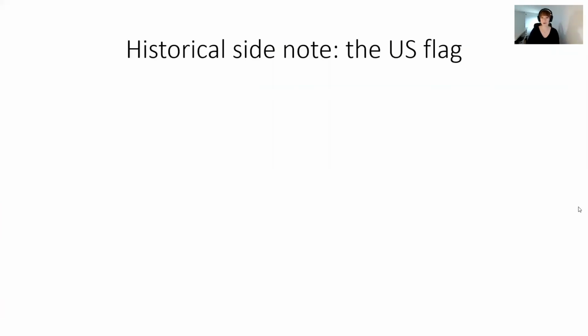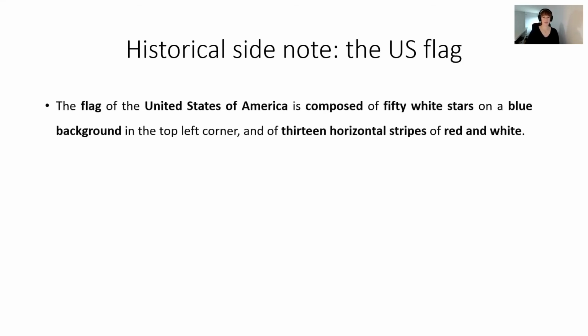Let's write a little bit of a recap. Historical side note, parenthèse historique, the US flag. Parenthèse historique, le drapeau américain. The flag of the United States of America is composed of 50 white stars on a blue background in the top left corner and of 13 horizontal stripes of red and white.